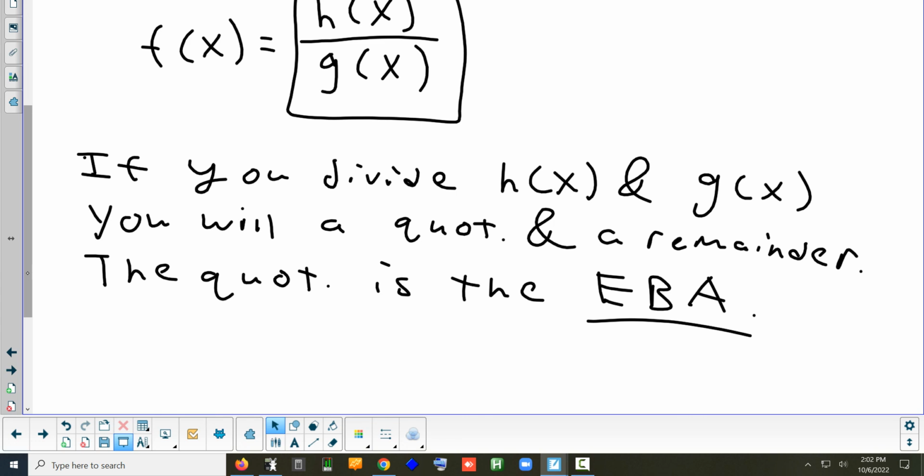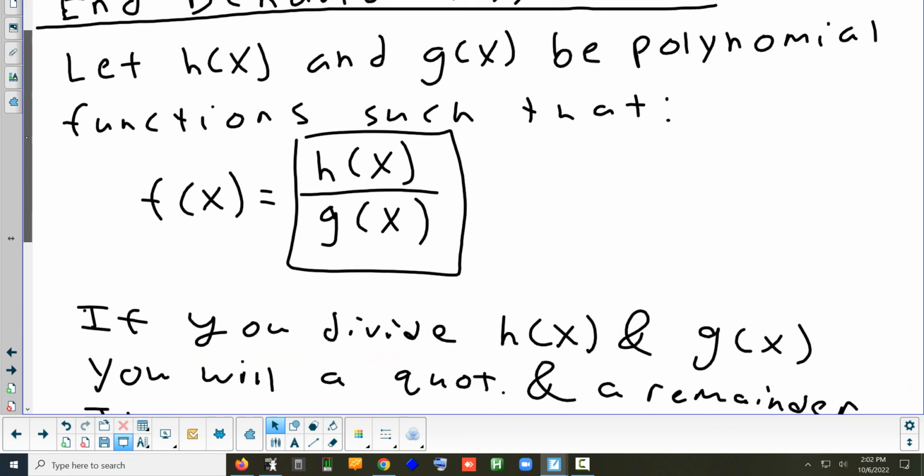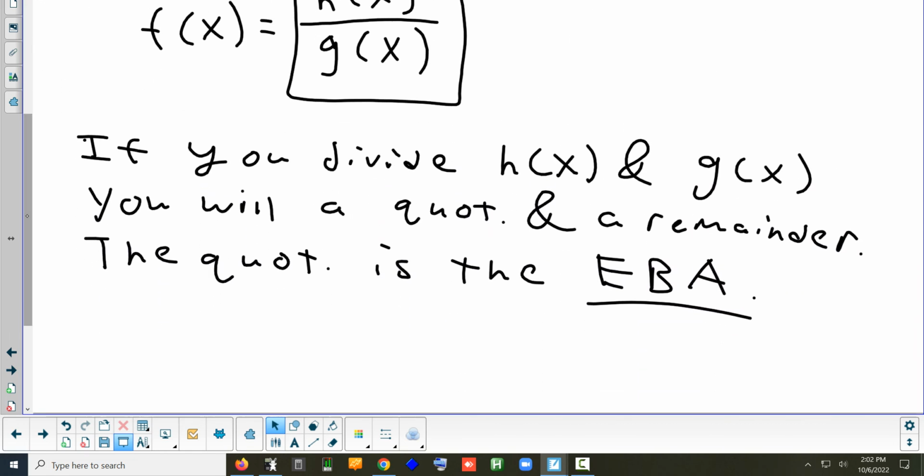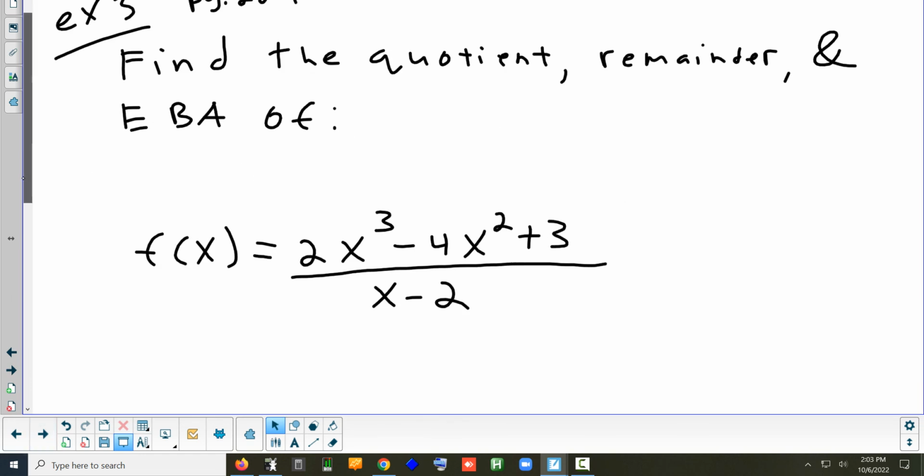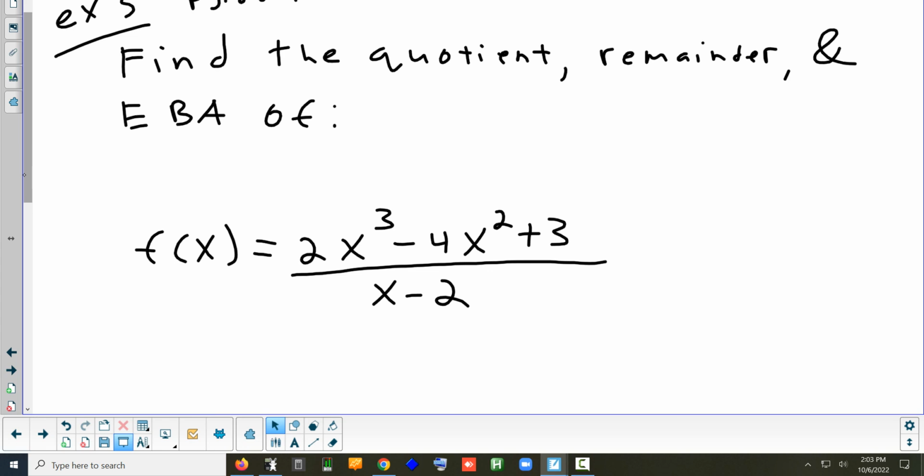So the way you find an EBA is what we learned on Monday. You do the long division, write down the quotient, and that's it. That's all you have to do. Let's try an example. So here's a problem, and it says to find the quotient, find the remainder, and find the EBA.